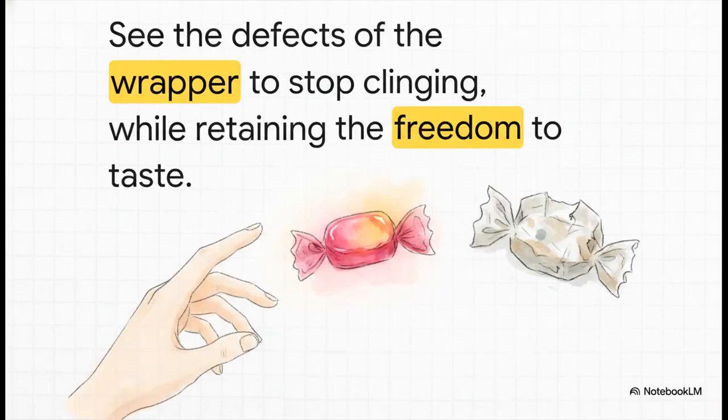To put it really simply, imagine physical and mental pleasures as these crinkly, kind of dirty, tearing candy wrappers. We spend so much of our lives agonizing over the wrapper, completely forgetting about the candy inside. But once you clearly see the defects of the wrapper, that it's mixed with pain, it's temporary, and it's insatiable, you just naturally stop clinging to it. You don't have to forcefully drop your desires. By just seeing them clearly, you master them. You retain the absolute freedom to taste the candy of life without being hopelessly bound to the wrapper.